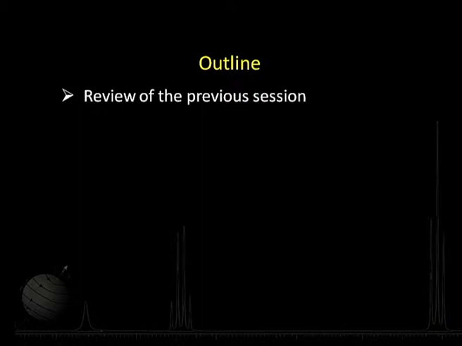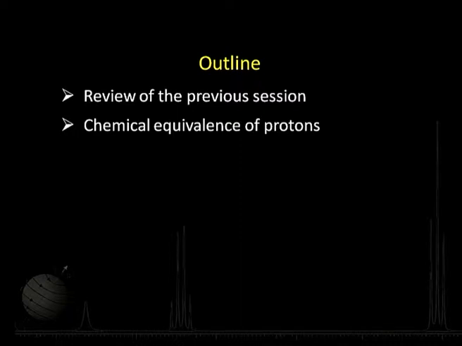The session is planned as follows. To begin with, we will briefly review what we did in the previous session. Thereafter we will talk about the meaning of chemical equivalence of protons. We will talk about the criteria which can be used to find out whether a set of protons are equivalent or not. Thereafter we will move on to the concept of spin-spin coupling.